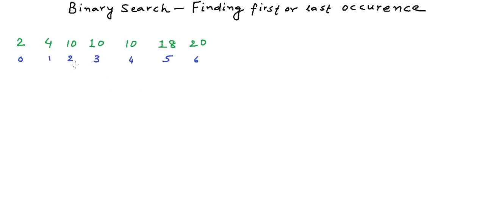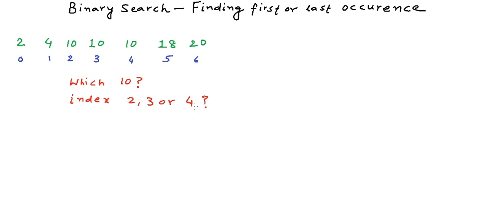Now this array is still sorted, but the only difference is that we have 3 occurrences of number 10 in the array. Now let's say we want to search for the number 10 using binary search. Then what will be the index of 10 that we return? We could return index 2, we could return index 3, or we could return index 4 also.